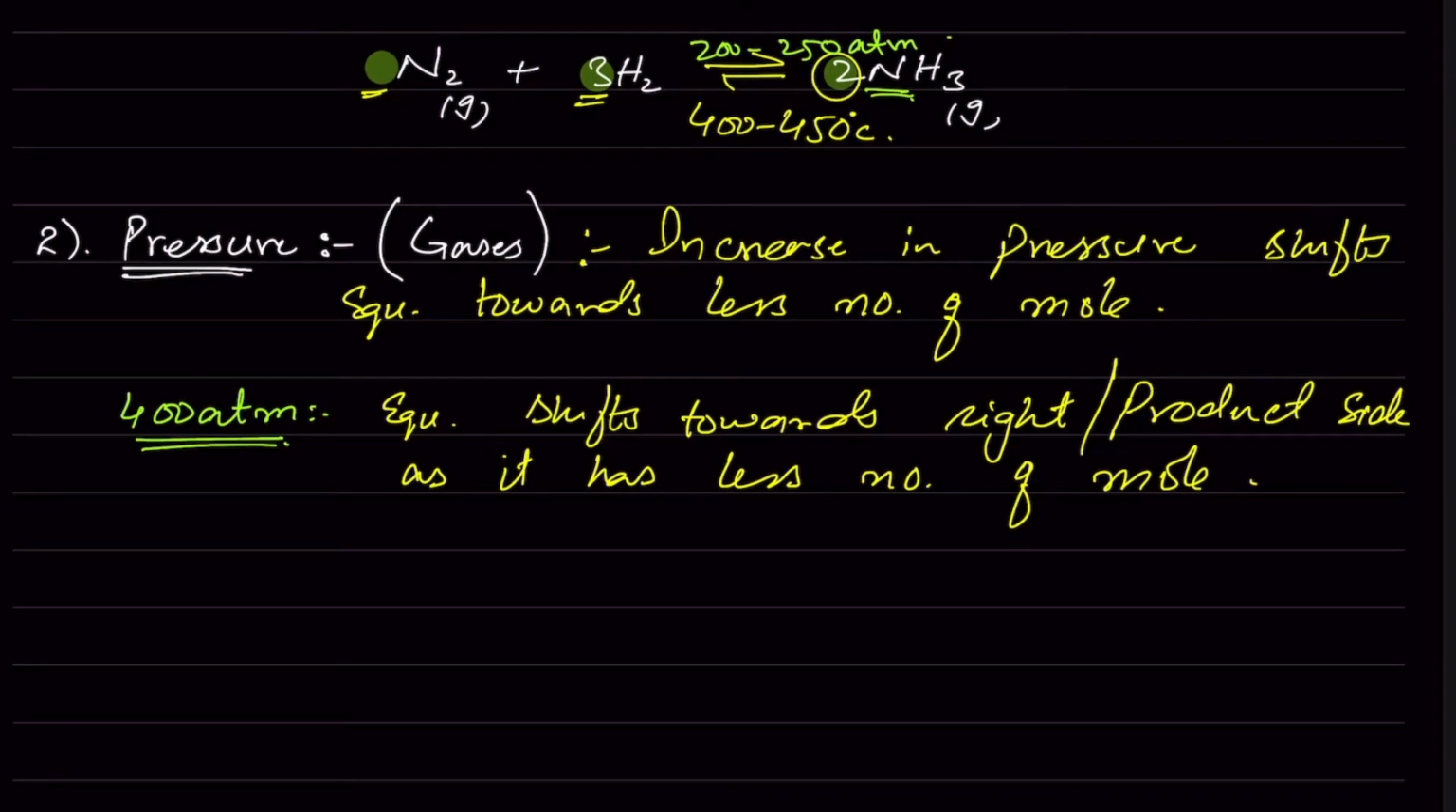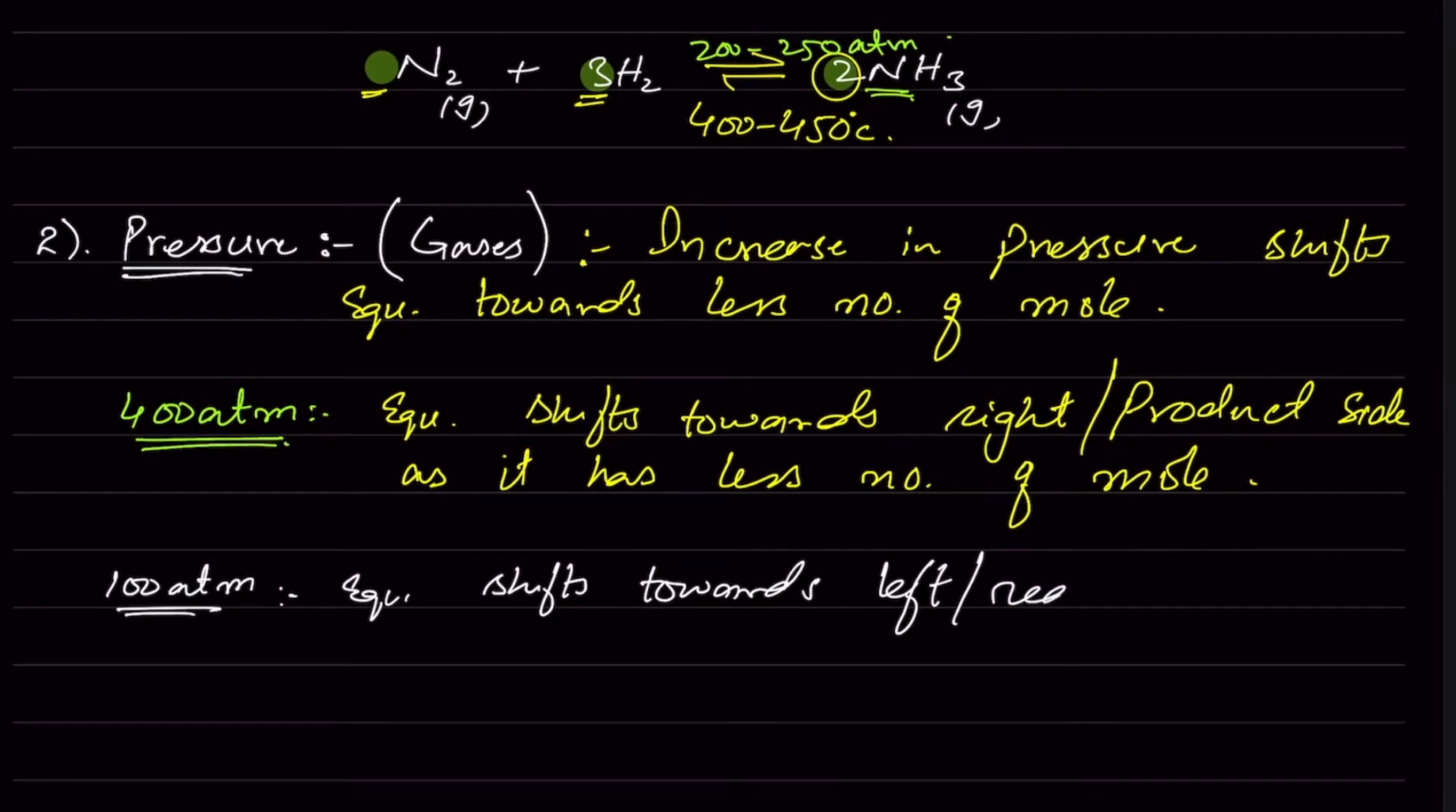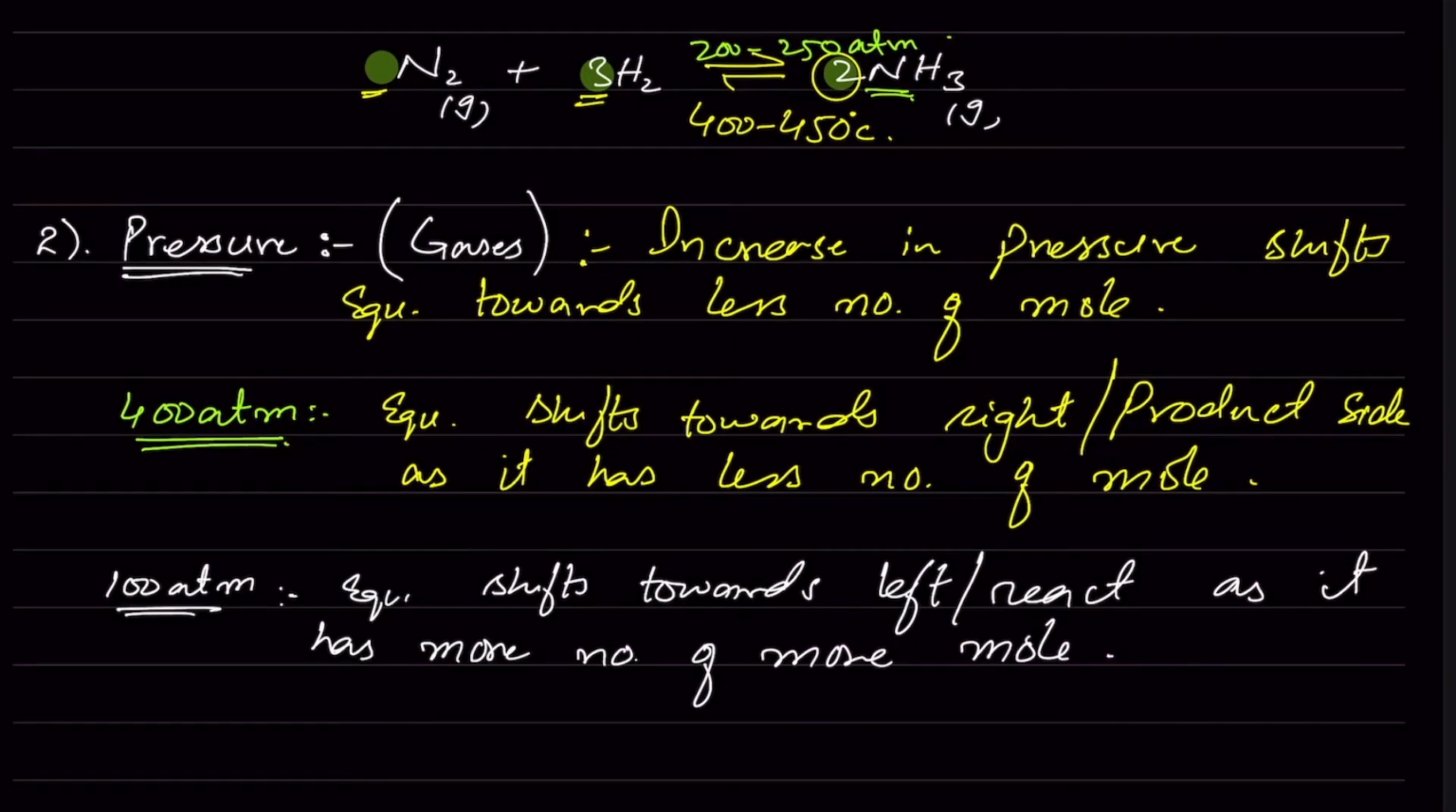But if pressure is decreased, suppose instead of 200, you are going to make it 100 atmospheric pressure. Now pressure is decreased. In this case, equilibrium will shift towards the left side or reactant side. Why the reactant side? As it has more number of moles. So an increase in pressure shifts equilibrium towards less number of moles, and a decrease in pressure shifts it towards more number of moles.